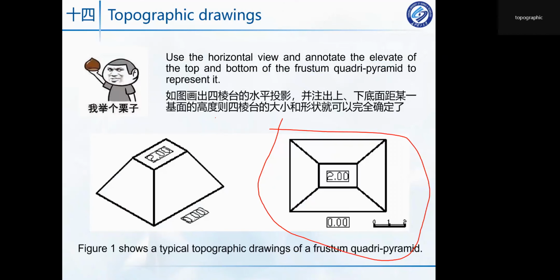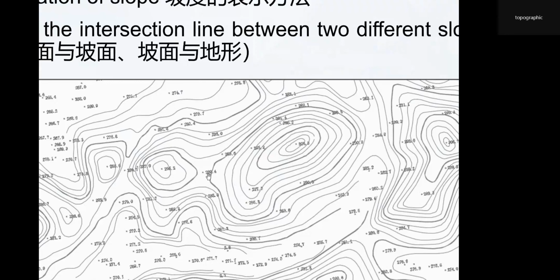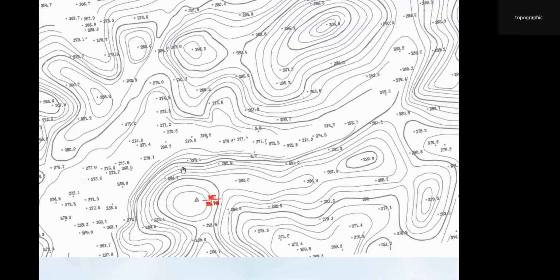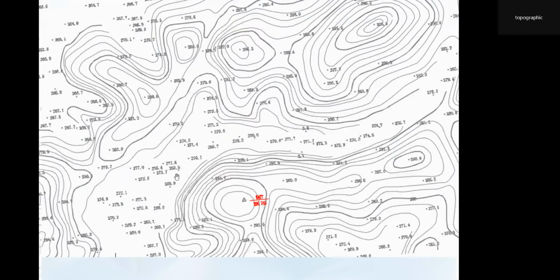Okay, so from this example, maybe you will remember in this map, you can see 289.4, and there are many points, many irregular lines. So what is the meaning of this number? Now I'll tell you, this number represents the elevation of this point.